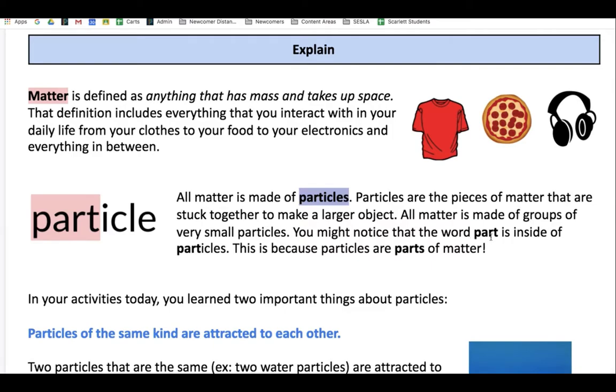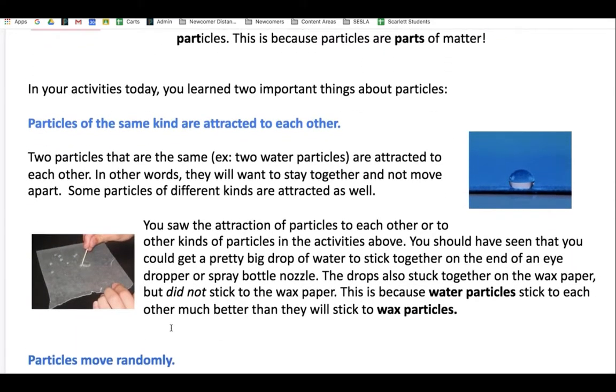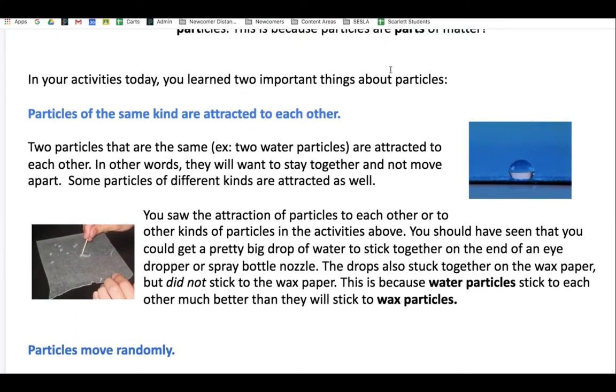You might notice that the word part is inside of particles. This is because particles are parts of matter. In your activities today, you learned 2 important things about particles. 1, particles of the same kind are attracted to each other. By same kind, we mean like 2 water molecules, 2 water particles, or 2 wax paper particles. By attracted, we mean like they want to come together. 2 particles that are the same, for example, 2 water particles, are attracted to each other. In other words, they will want to stay together and not move apart.